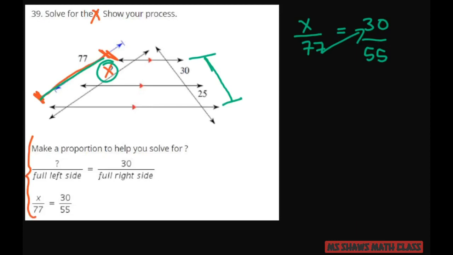So 77 times 30 is going to be 2,310, divided by 55. Let's divide that by 55, and that equals x, so x equals 42. So this is going to be 42. And then if you wanted to find this length, you just take 77 minus 42. So this side would be 35.